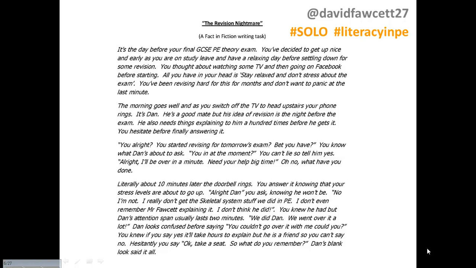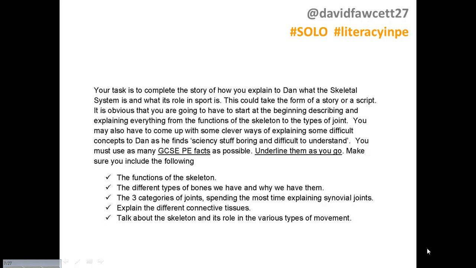You've got to then explain all of the skeletal system to Dan in a way that Dan's going to understand it, because obviously he hasn't understood it before, and that's where the students really get to demonstrate their knowledge and understanding to you. You leave it at a cliffhanger, and then you put in the actual task underneath. On here, it's telling the students they've got to go away and carry on my story, either as a script or as a story. As they go through, they've got to explain it in the way that Dan will understand it. So now we've got to think about how we're going to word it for him.